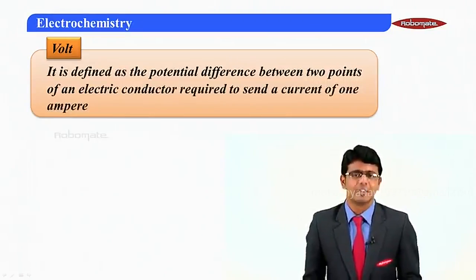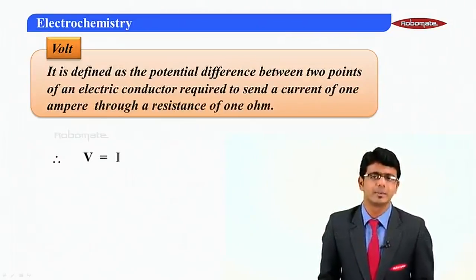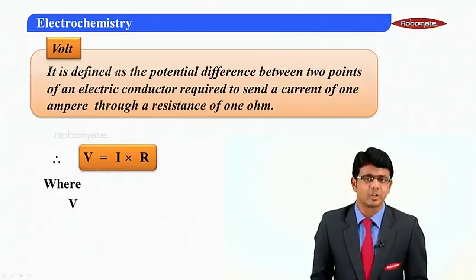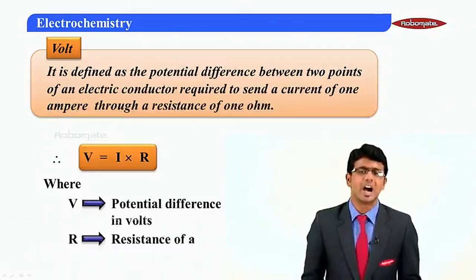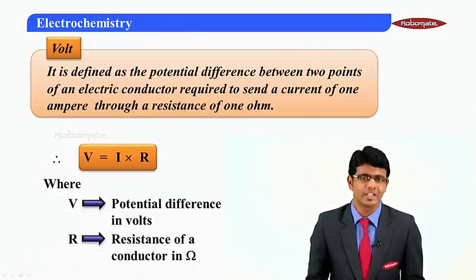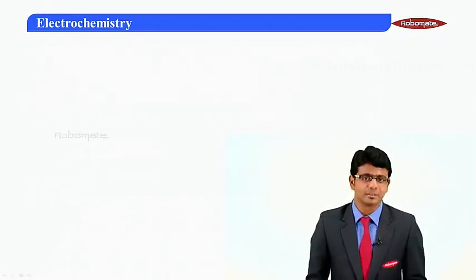Therefore, mathematically V is equal to I into R, where V is the potential difference in volts and R is the resistance of a conductor in ohms. That was with respect to another unit, the volt.